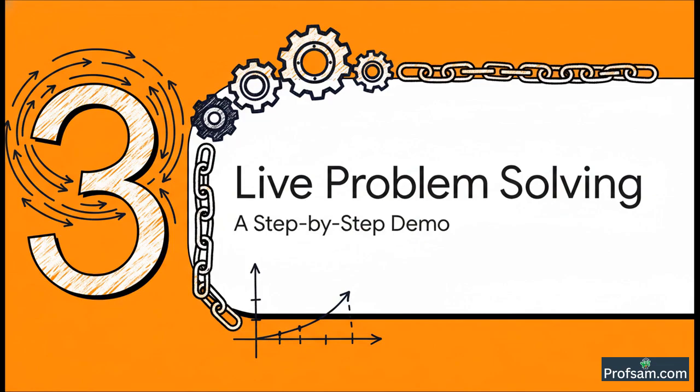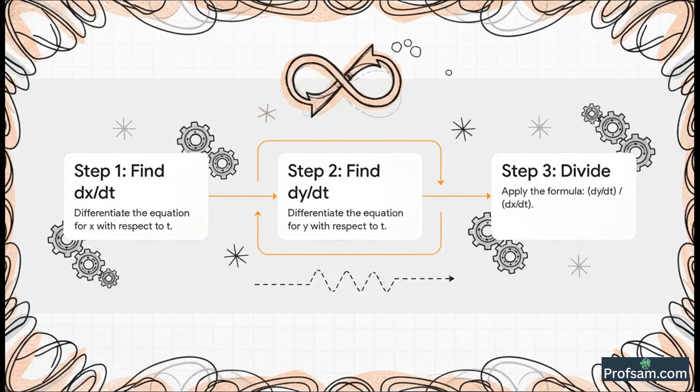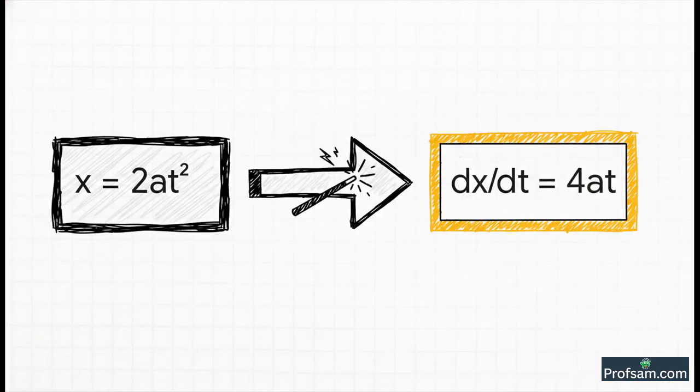All right, enough with the theory. Let's solve a real problem, step by step. You're about to see just how easy this whole thing is. So here's a classic question. You'll find this type in your NCERT textbook. We need to find dy by dx if x is equal to 2at squared and y is equal to a to the power of 4. We are going to use a simple 3-step master plan. Seriously, if you just remember these 3 steps, you can solve any parametric problem they throw at you in the exam. Okay, step 1. We find the derivative of the x equation with respect to t.